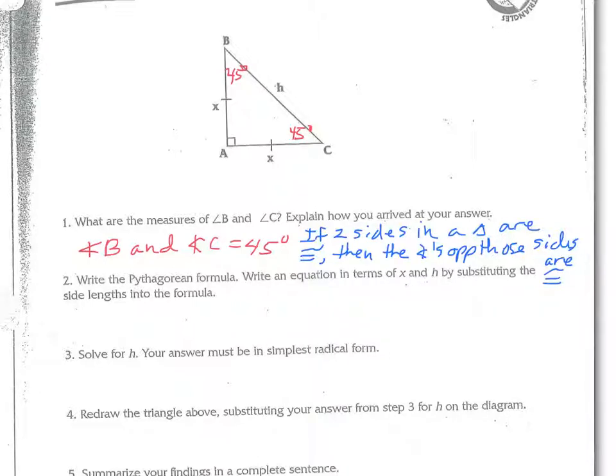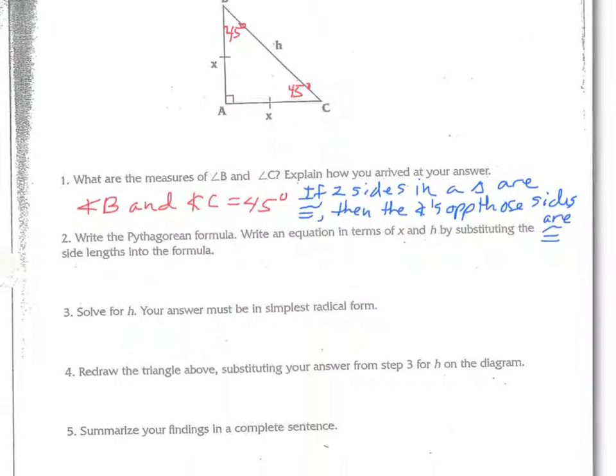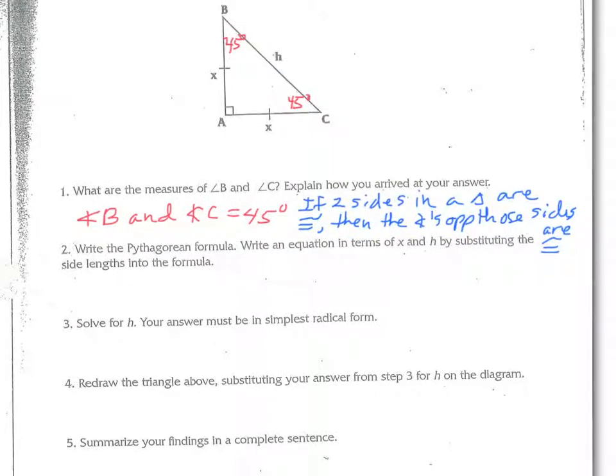So let's answer question number 2. Write the Pythagorean formula. Write an equation in terms of x and h. Look at the side lengths that are listed there, substituting the side lengths into the formula. And then I want you to answer question 3, solve for h. Your answer must be in simplest radical form. Then stop at question number 3. Do not go on to question 4.